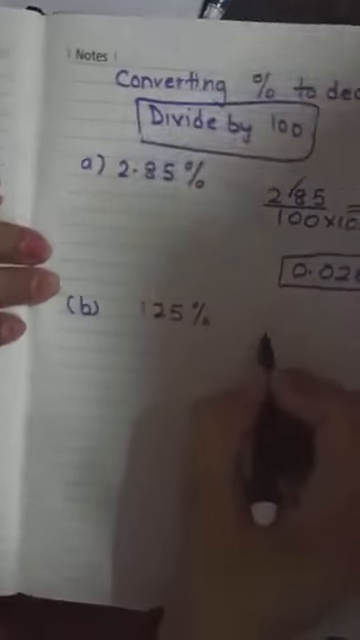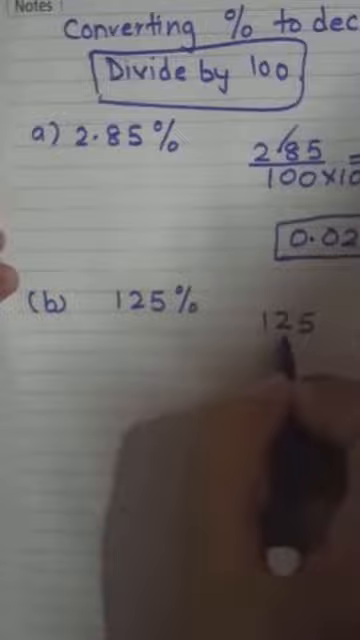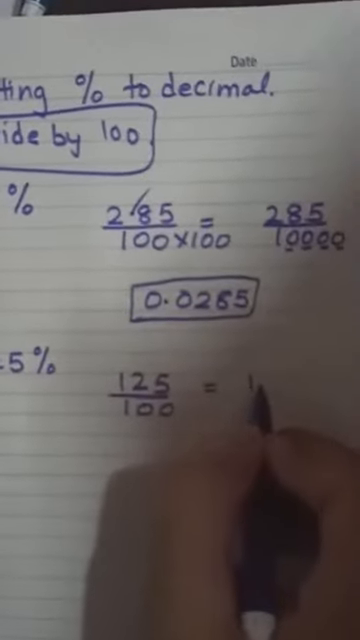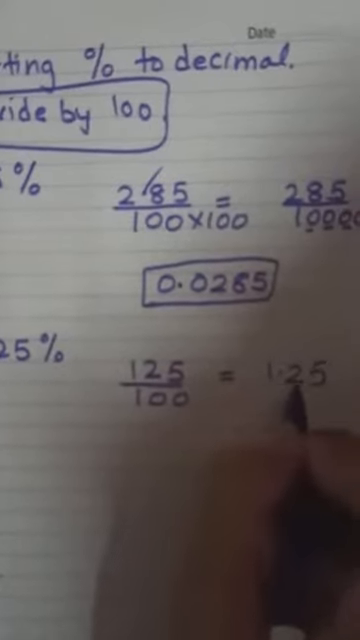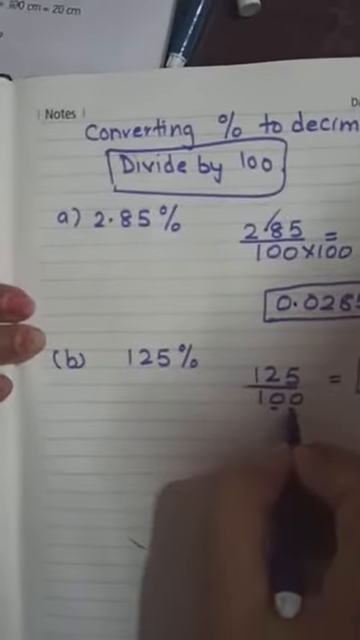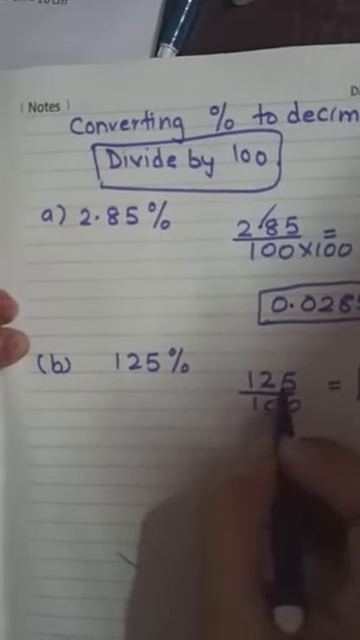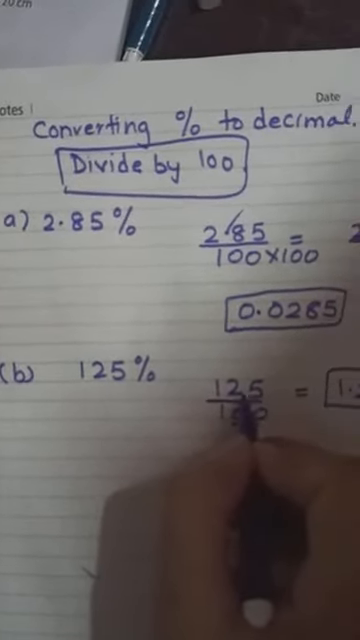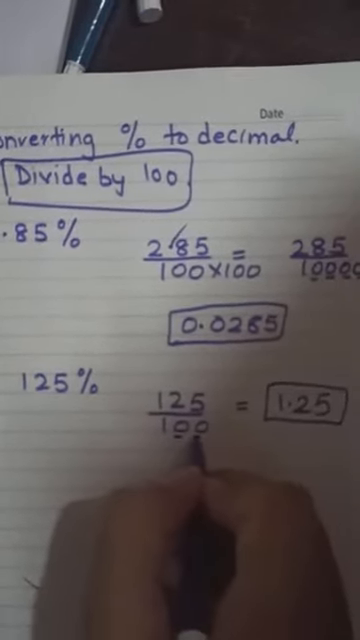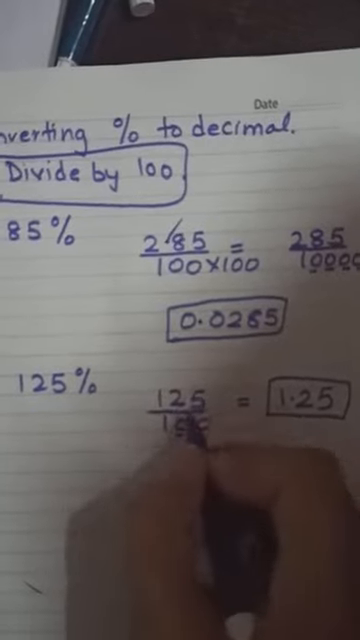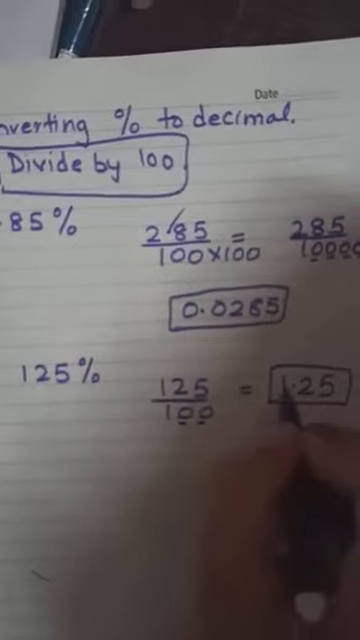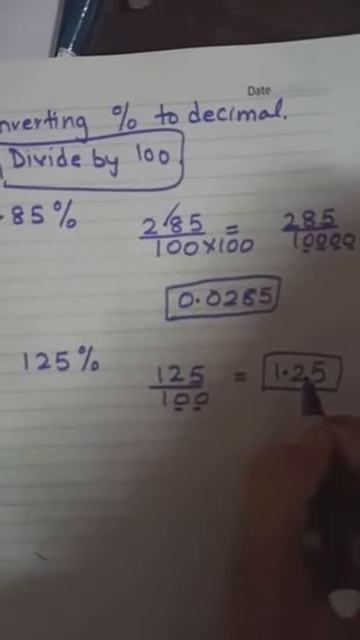125%. So this becomes again 125 by 100. This is 1.25. So this has become a decimal. The number of zeros in the denominator should be equal to the number of digits after the decimal. So see how you're going to do it. Count the number of zeros in the denominator. Then in the numerator, count the same number of digits. After that, you're going to put a decimal point.